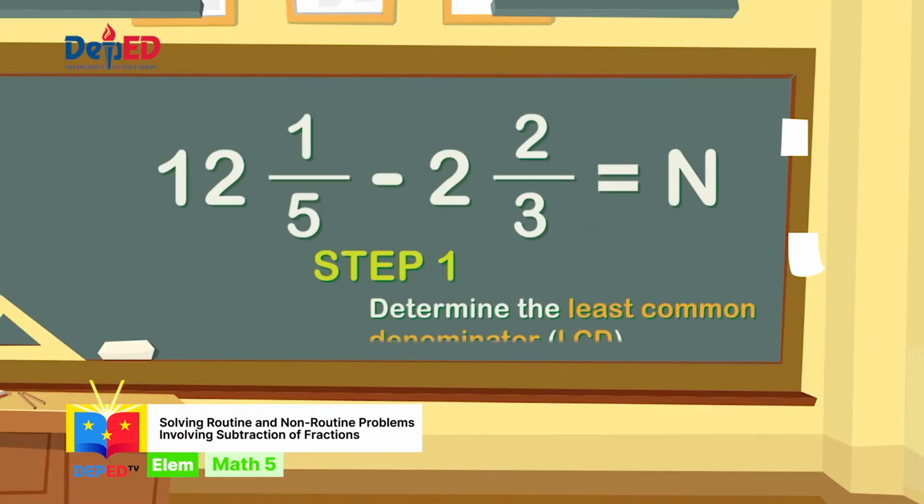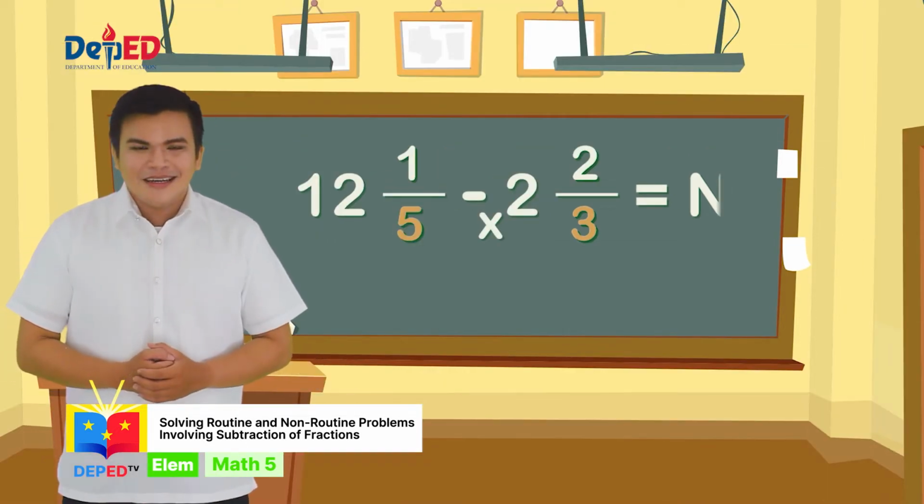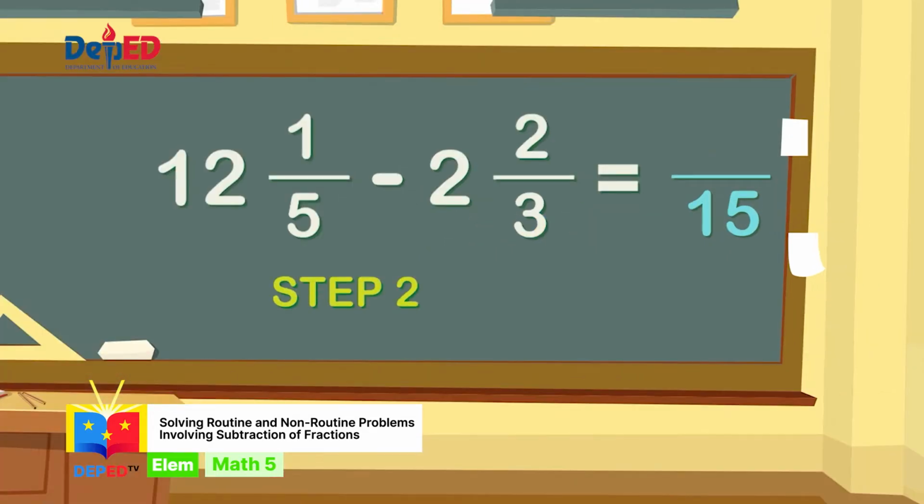Step 1. Determine the least common denominator or the LCD. The given denominators are 5 and 3. Since 5 and 3 are prime numbers, let's simply multiply 5 and 3. 5 times 3 is equal to 15. 15 is our LCD.